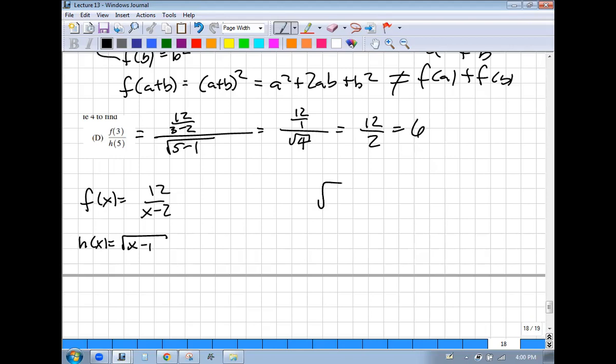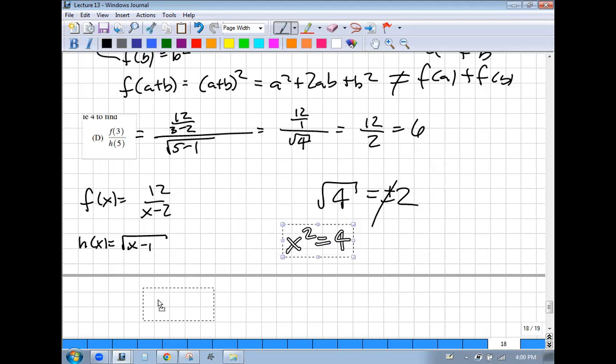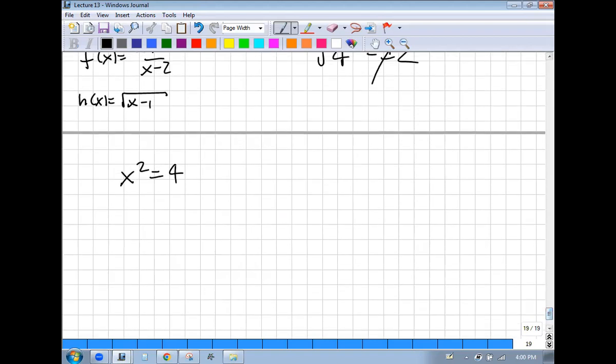By the way, the square root of 4 is 2. It's not positive or negative 2. It's just 2. All right? This is a common misconception. If I'm solving x squared equals 4, right? The steps for this, I would take the square root of both sides. This is the absolute value of x. The square root of 4 is just 2, okay?